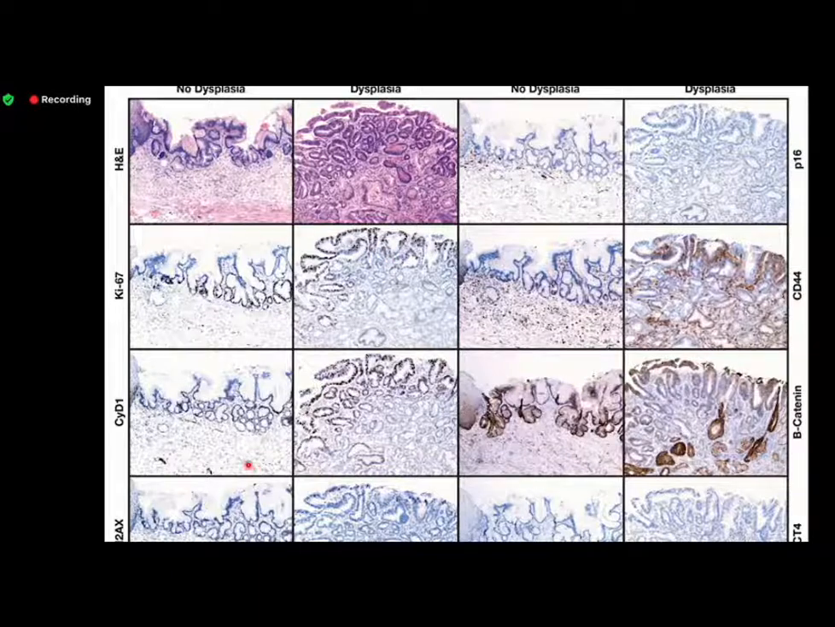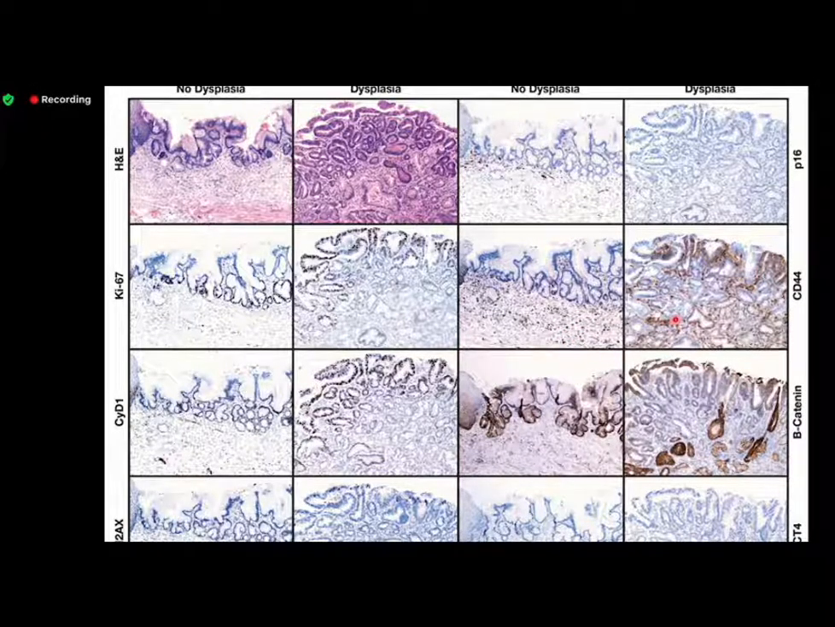Same goes for cyclin D1. We can see the differential expression with surface involvement. Gamma H2AX, even though it looks like it is staining very few cells, whatever is staining, it's staining in the surface epithelium. CD44 shows us a clear trend too. Again, more of the surface staining in the dysplastic epithelium. However, we can appreciate that there is background of the hematolymphoid elements that are staining with this marker, which makes it a little bit harder to interpret.